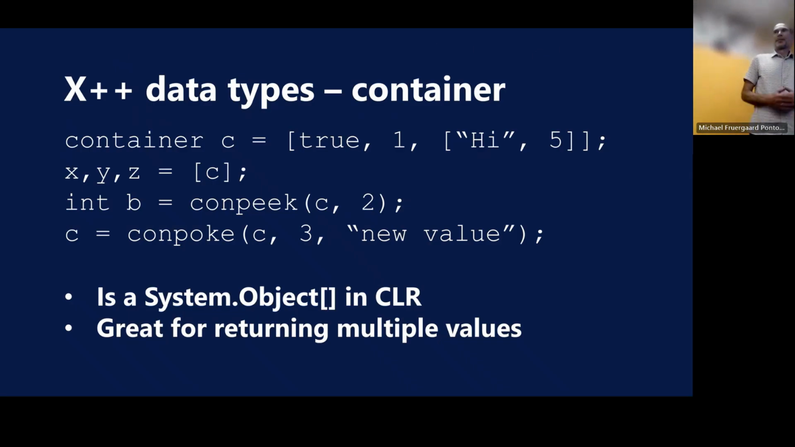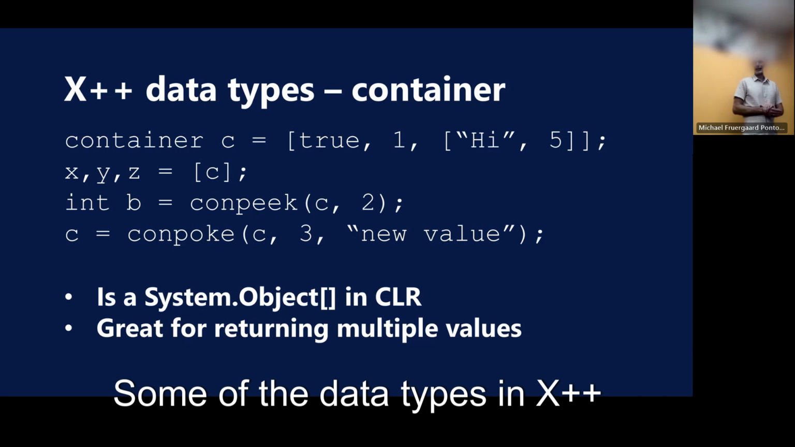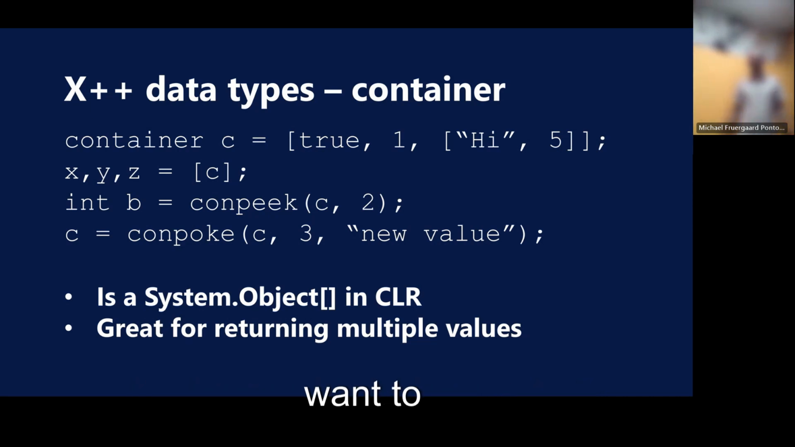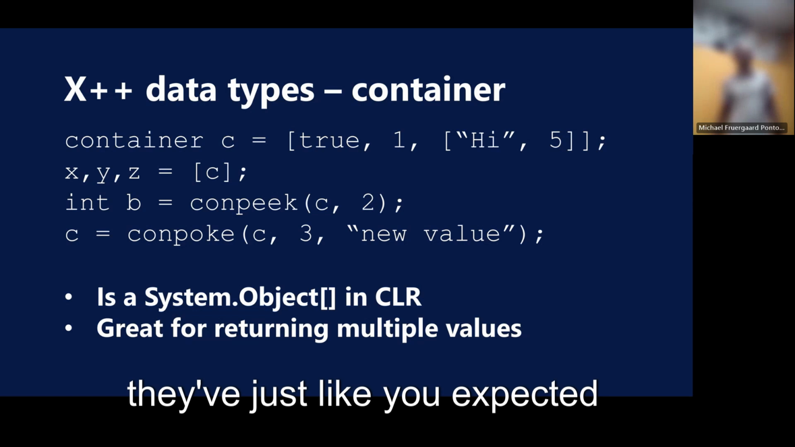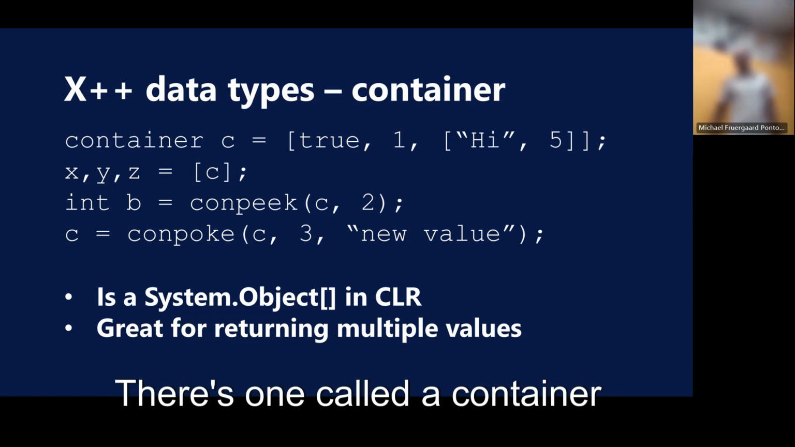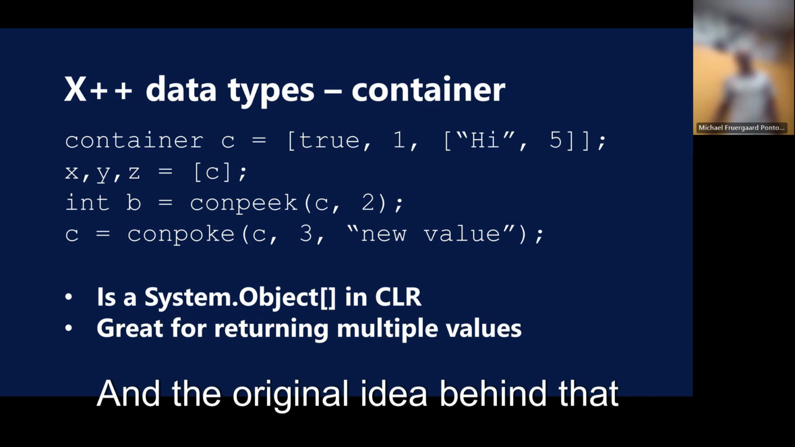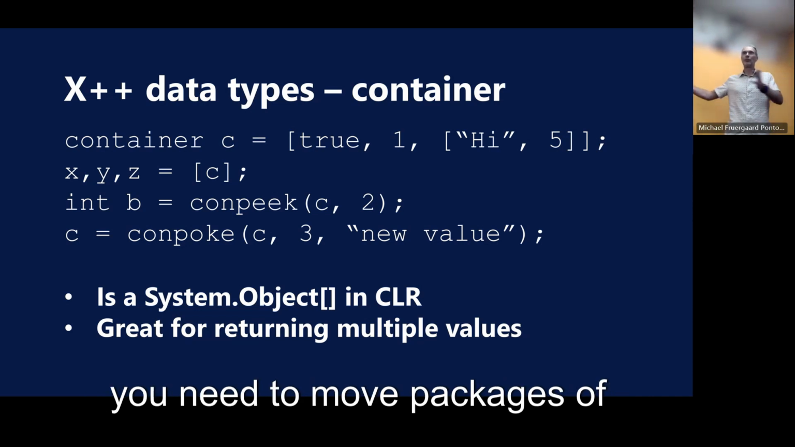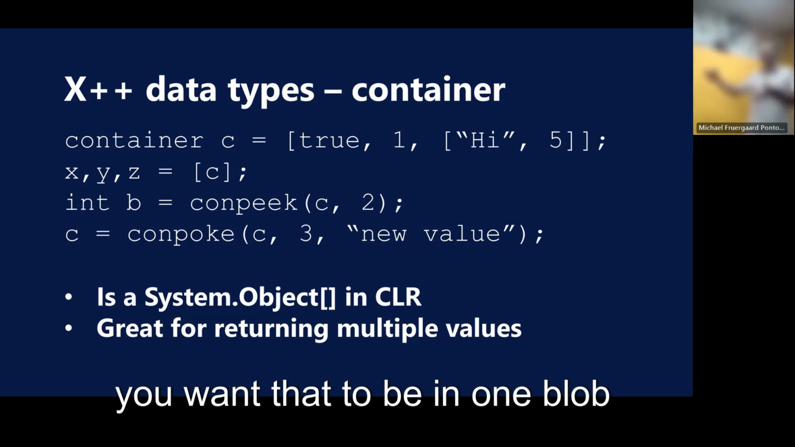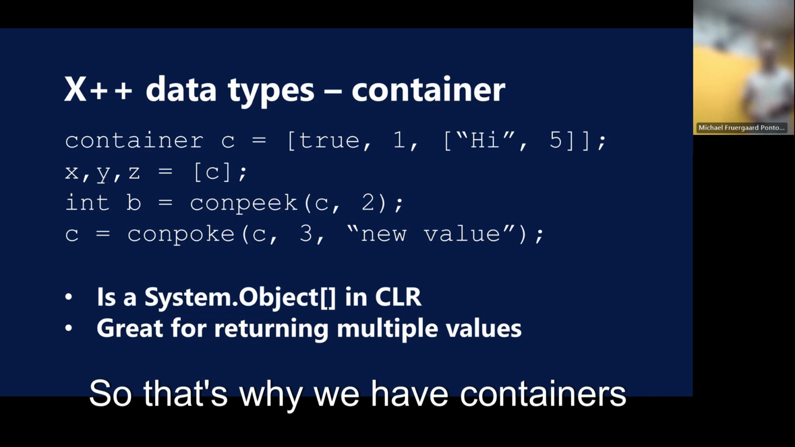Now I will go through some of the data types in X++. There are of course all the basic ones, like strings. I don't want to talk about them. They behave just like you expect, but there are also some special ones. There's one called a container. The original idea behind that was that in a 3-tier architecture, you need to move packages of data from one tier to another. And you want that to be in one blob thing. So that's why we have containers.